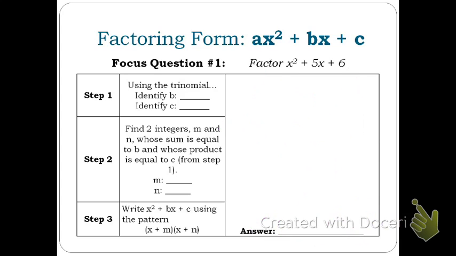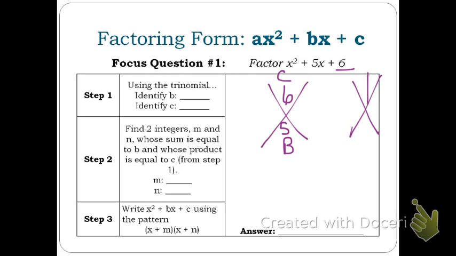Sorry, I think I skipped over the first focus question, but we can do the same thing. So step 1 is to identify our B and C. I always flip it around, identify your C and your B, so that you know your top number and your bottom number. Our C number is positive 6, our B number is positive 5.